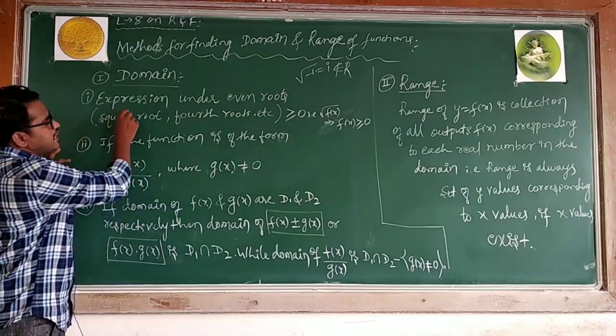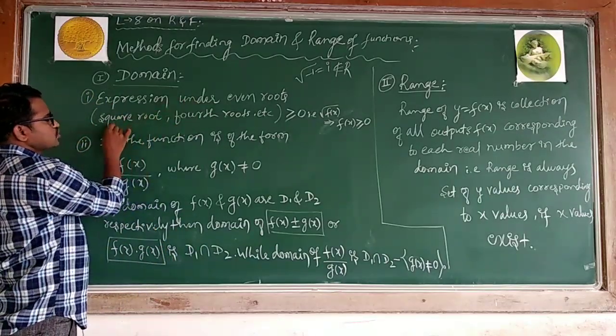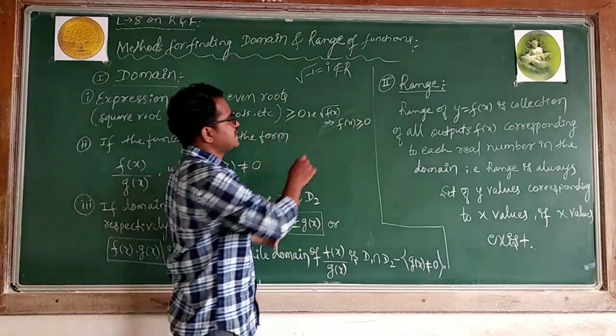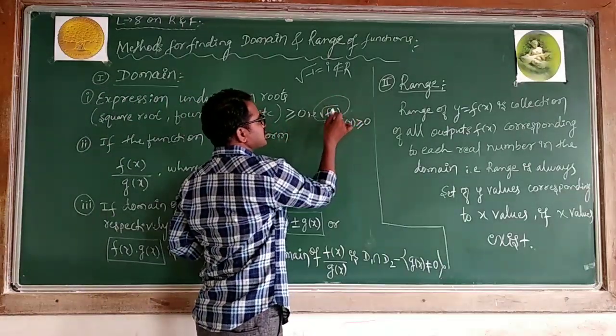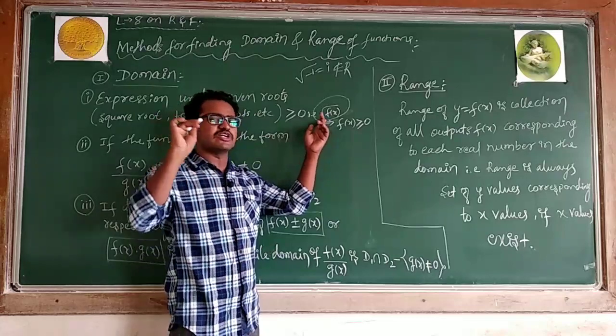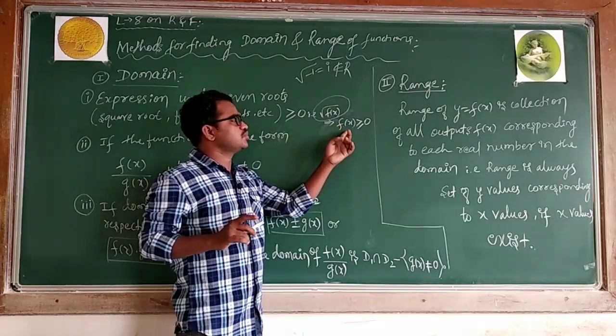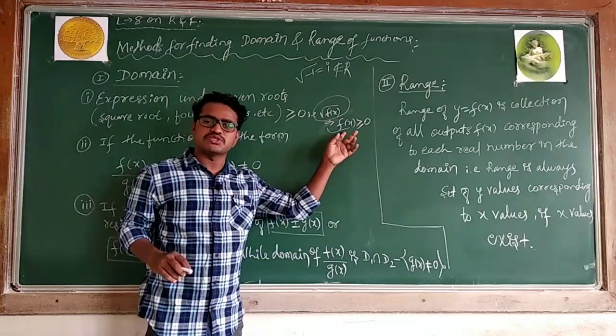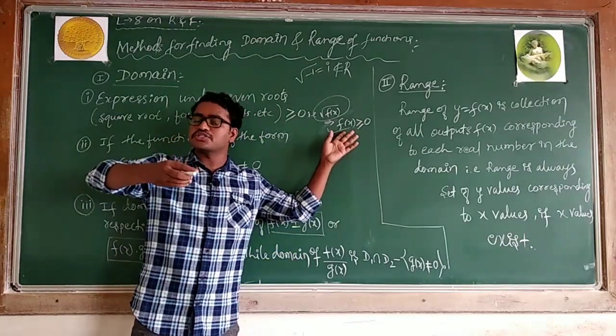Okay. What is the expression under an even root? Means square root, fourth root, etc. That should be greater than or equal to 0. I said the function is under the root. This square root of f of x may be any function. If it is under the root, what should it be? f of x should be greater than or equal to 0. Means it may be 0 or it may be more than 0.